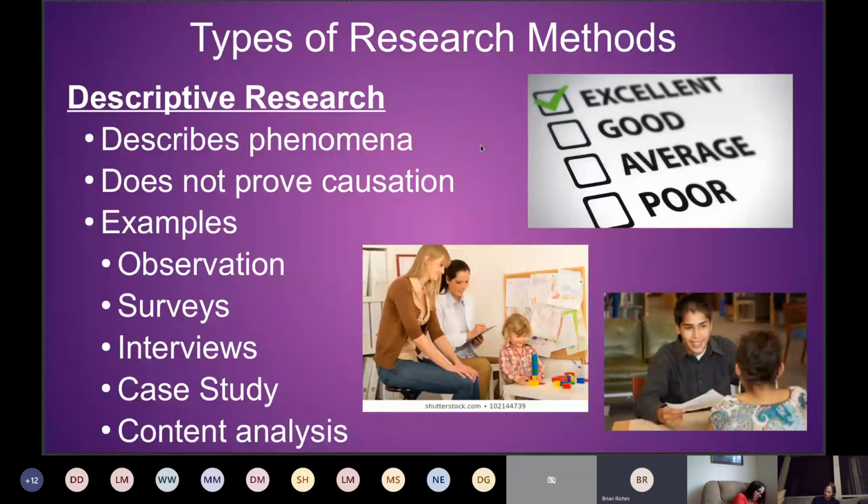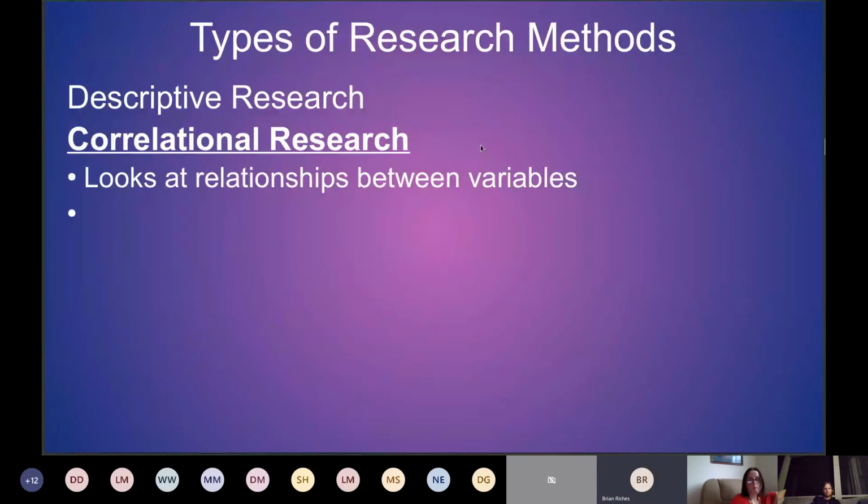So you've got to decide with that what kind of research you want to do to get the data you need. Interviews, case studies, content analyses. Hopefully you remember these from your book. We'll cover them now and then in more detail all throughout the class. We'll bring up examples of case studies, for example. Correlational research takes this a step further.